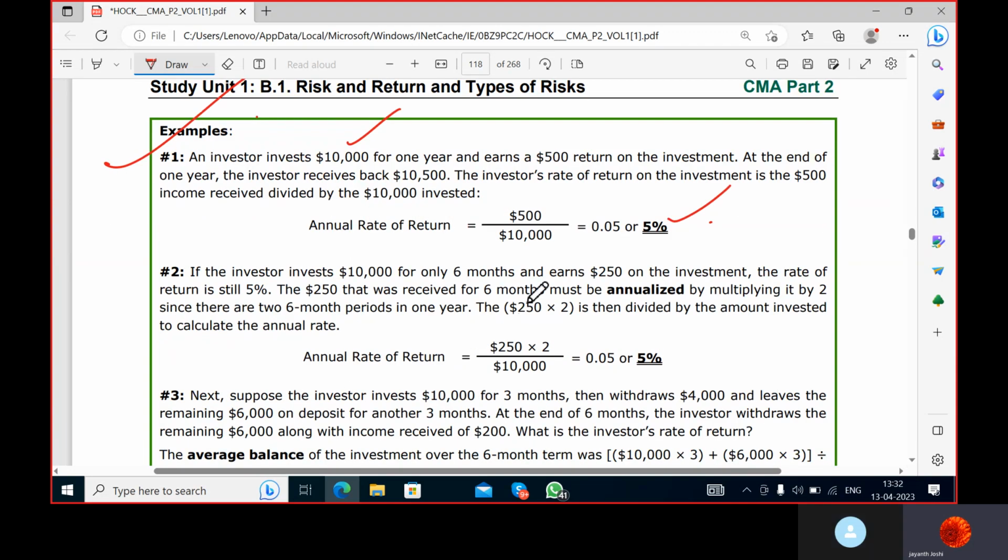And if they give you the returns or coupons, interest, whatever return you get, semi-annually, you get 250 in 6 months. So in 1 year it becomes 500. So it is still 5%.